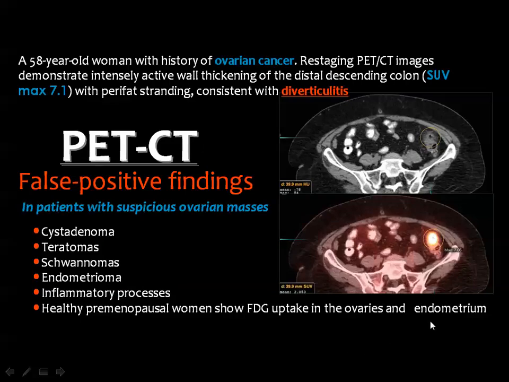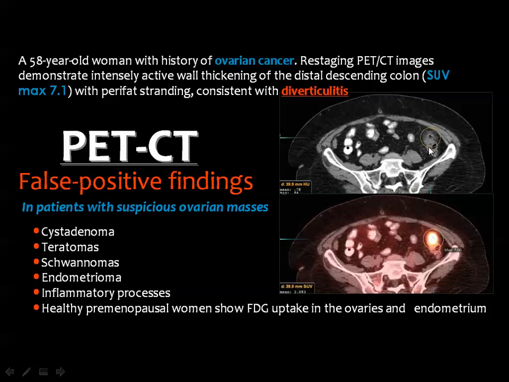False positive results for PET CT can be seen in ovarian cystadenoma, some cases of teratoma, schwannoma, endometrioma, inflammatory processes, and also healthy premenopausal women may show uptake in the ovaries and the endometrium, as I have mentioned.